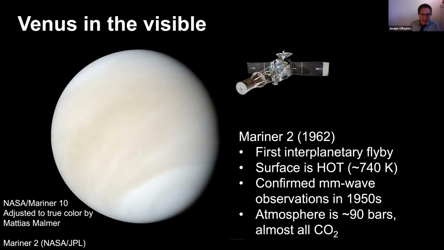And the reason that it's so hot is that the atmosphere is not just very cloudy, but it's actually 90 times as massive as Earth's. And the atmosphere is almost entirely carbon dioxide. So there is a supercharged greenhouse effect that skyrockets the surface temperatures at present day.